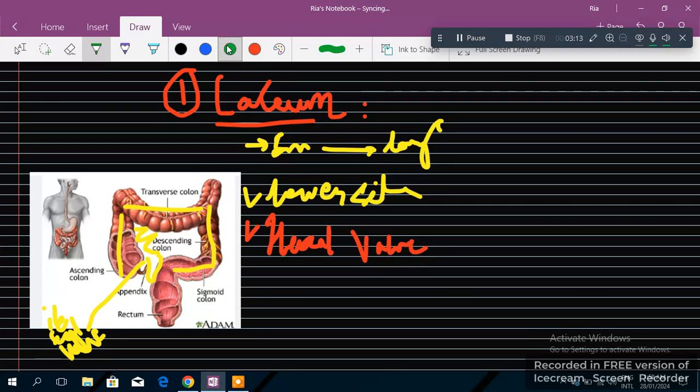Then you will see this helps in controlling the passage of undigested food from the ileum to the cecum. And a lot of things would be absorbed, not reabsorbed but absorbed. So if you're thinking what kind of things would be absorbed in this part, it's water and salts.